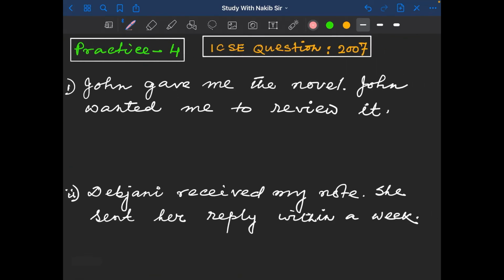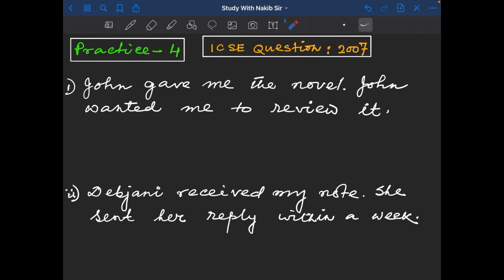ICSE question 2007, practice sheet 4. Okay, now here you do the same thing. You know what to do. First copy the questions in your copybook, then do the works, then come again, check your works with my works.